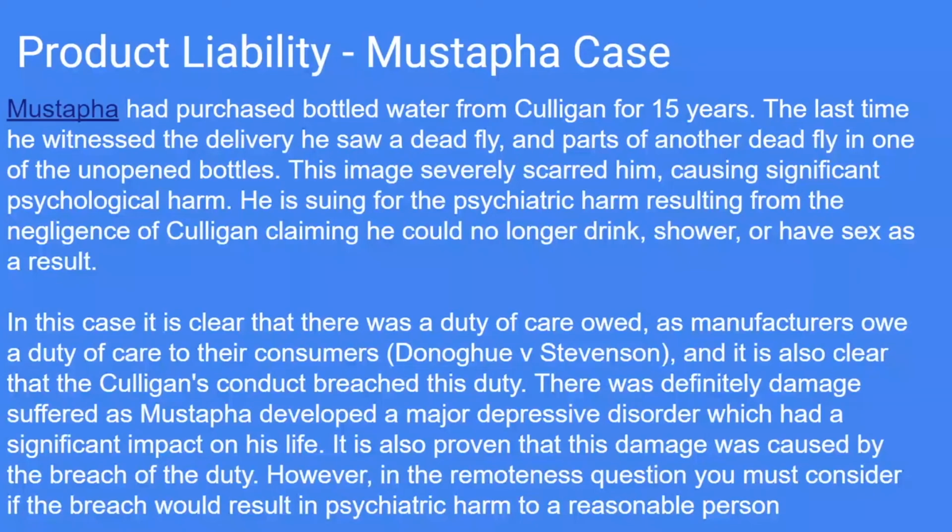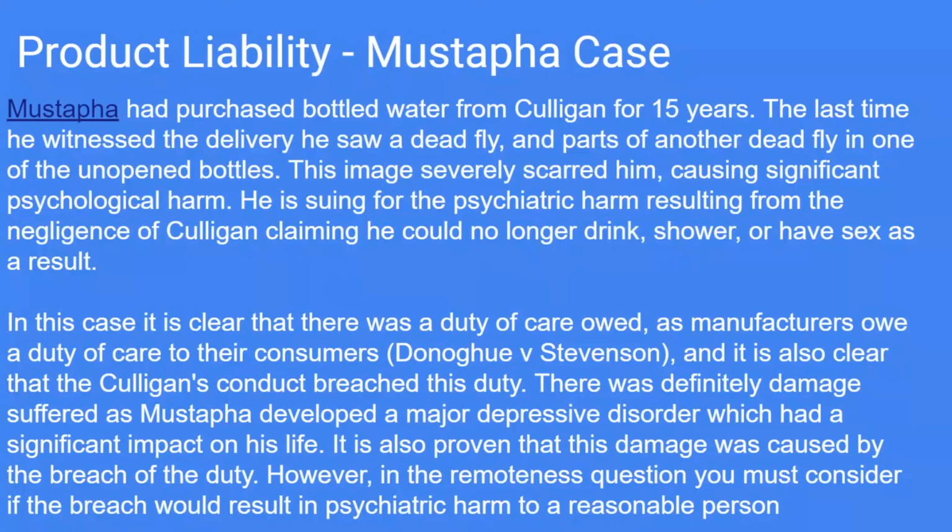In this case, it is clear that there was a duty of care owed, as the manufacturers owed a duty of care to the customers, based on Donoghue versus Stevenson. So certainly there was a problem there on the part of Culligan. They had to make sure that there were no flies in their bottles. It's also clear that Culligan's conduct breached that duty. Their duty is to make sure to give pure water. That's what they say. It doesn't include flies.